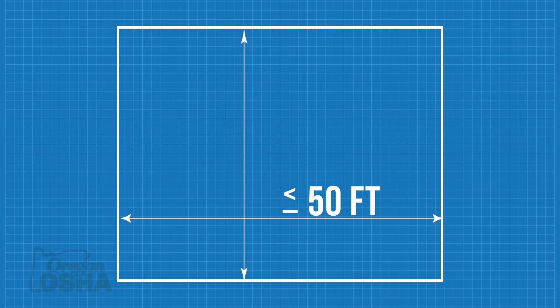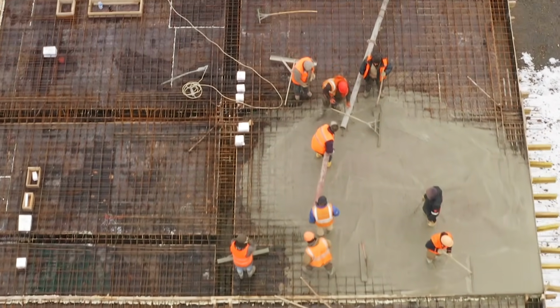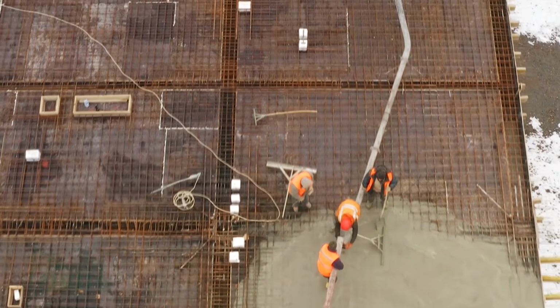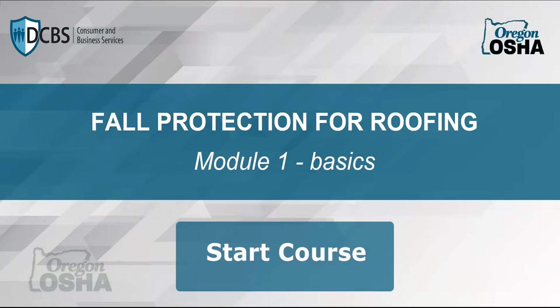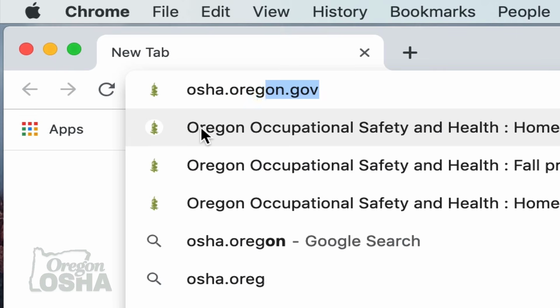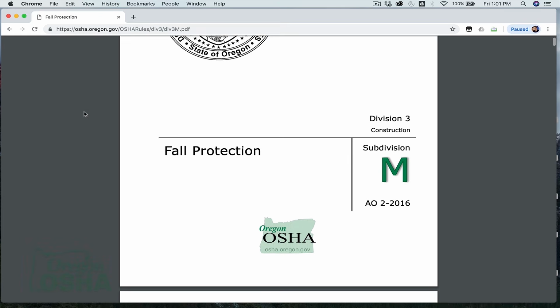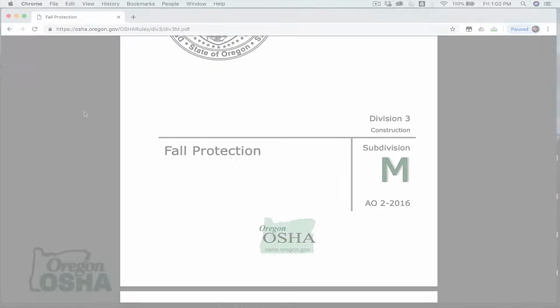There's a lot more that goes into these options than presented here, so if you are a roofer and are thinking about using these options, please take our roofing course, review other materials on our website, osha.oregon.gov, and read the Fall Protection Standard, located in Division 3, Subdivision M.